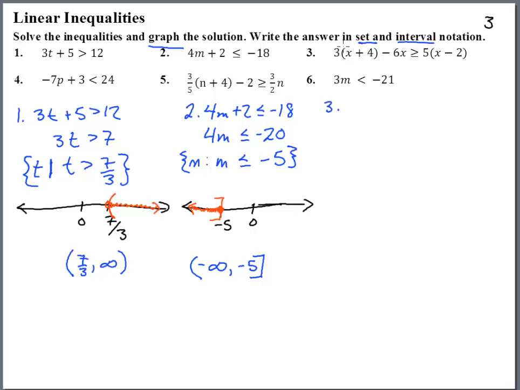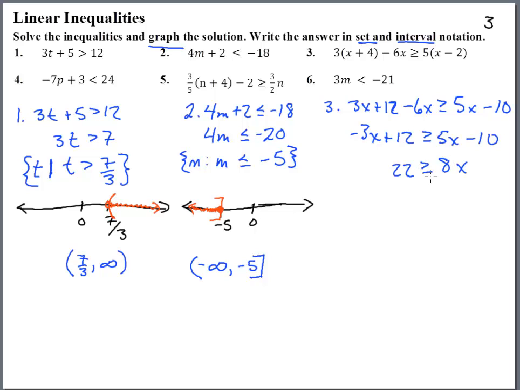Number 3. Jump that in, we get 3x plus 12 minus 6x greater than or equal to 5x minus 10. If we put these two together, we get negative 3x plus 12 is greater than or equal to 5x minus 10. Add the 3x over here, and that's an 8x. Add the 10 over to that one, and we get a 22. So divide by 8, and we have x smaller than or equal to 22/8, which reduces down to 11/4.